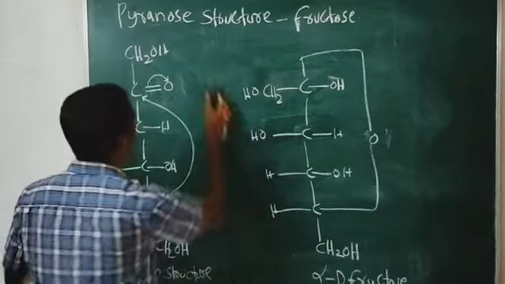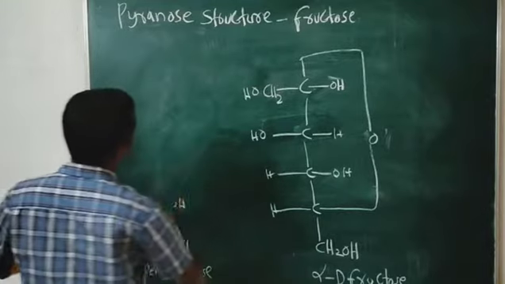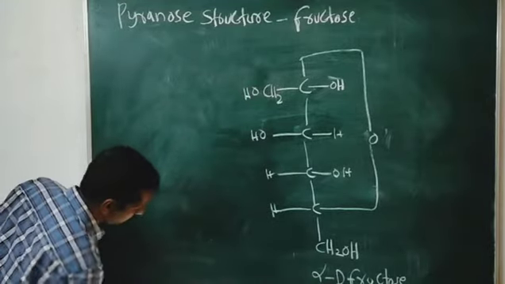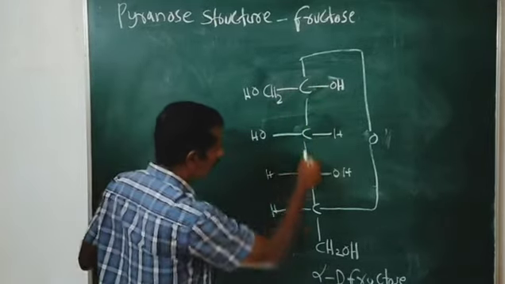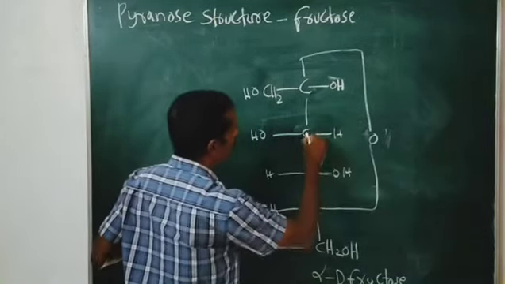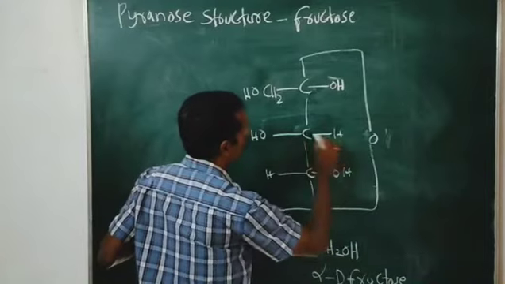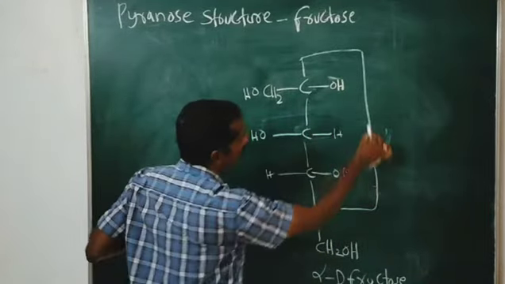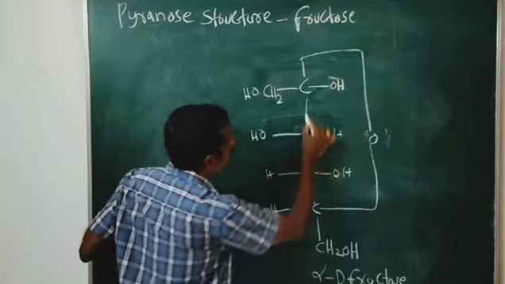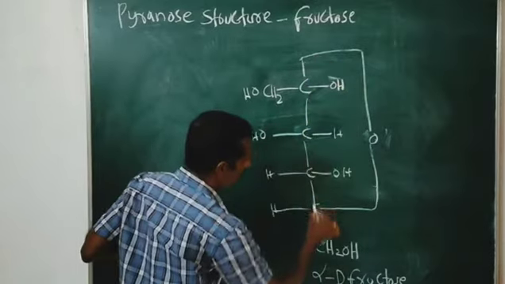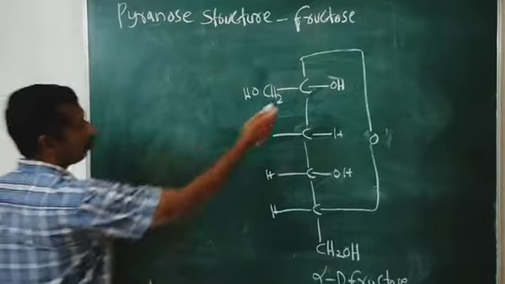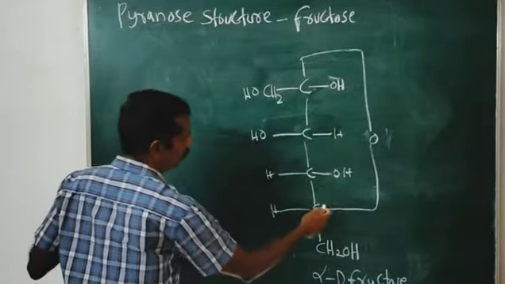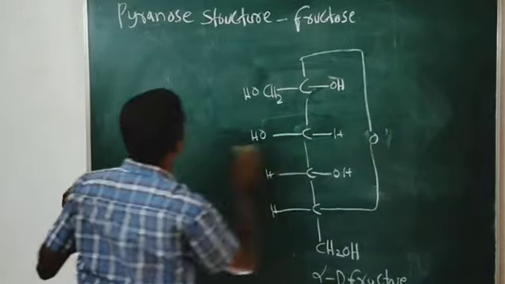Okay. Now look at here. How will you draw the pyranose structure of alpha D fructose? In this cyclic form, 1, 2, 3, 4, 5 atoms. Okay, this is the ring. In the ring, 4 carbon atoms and 1 oxygen atom. That means a total of 5 atoms: 4 carbon atoms and an oxygen are present in the ring.